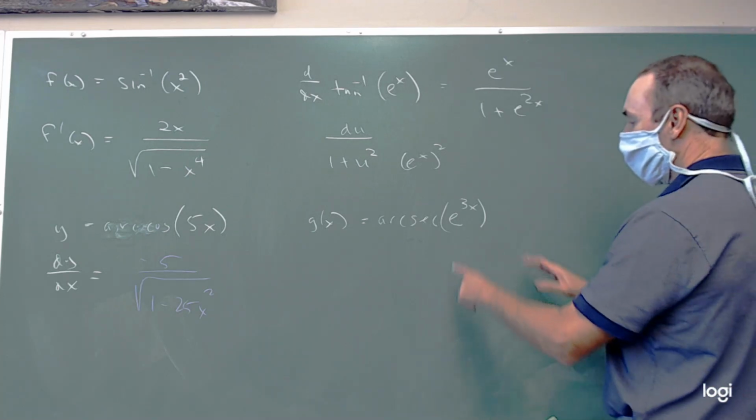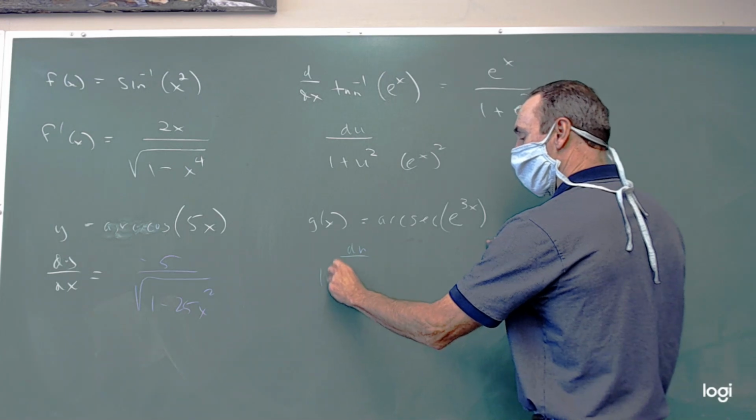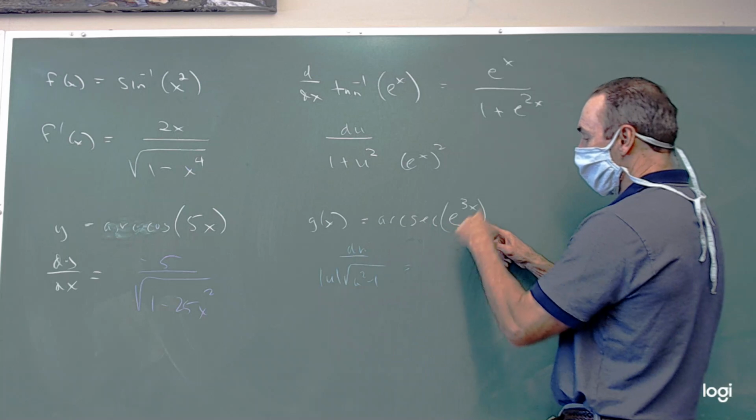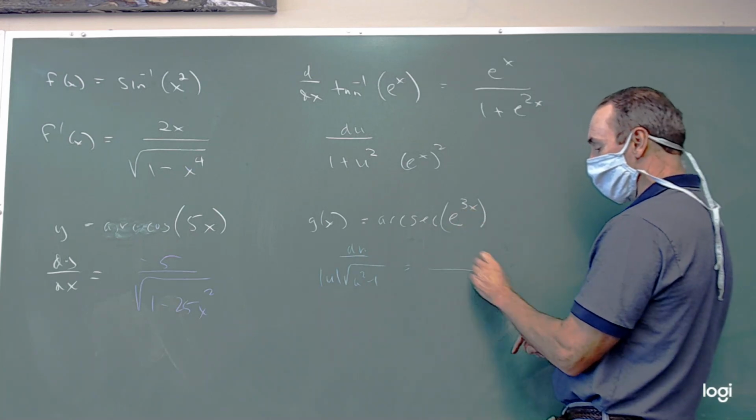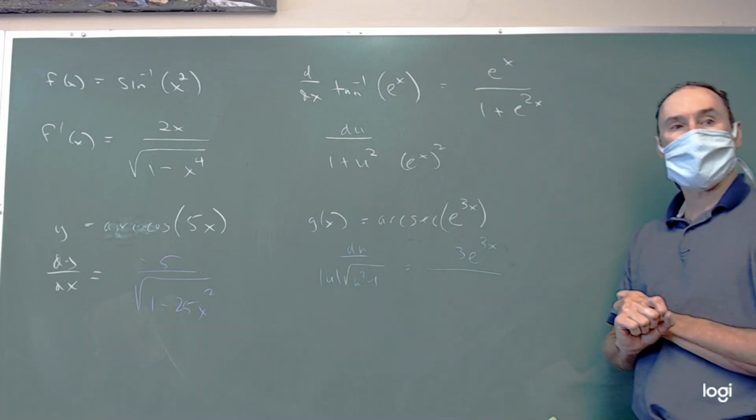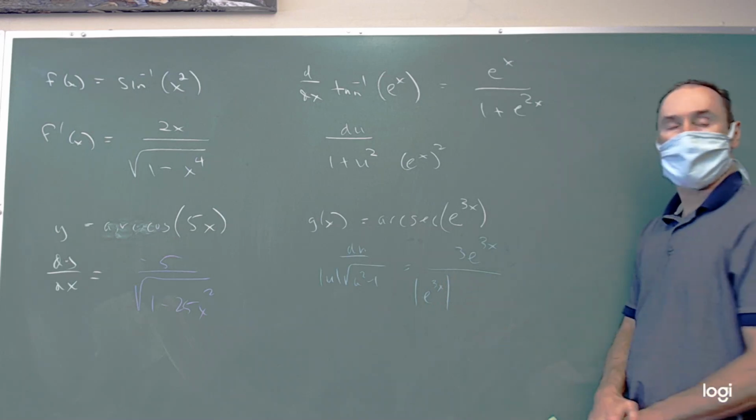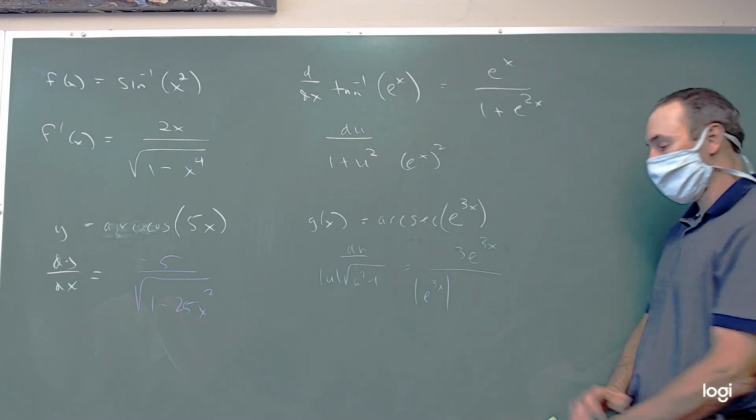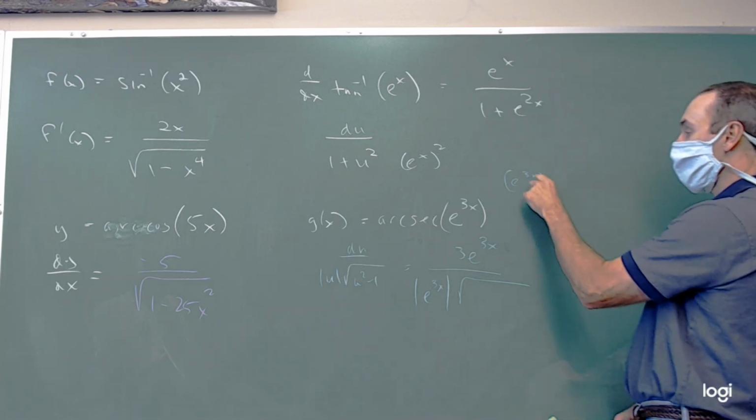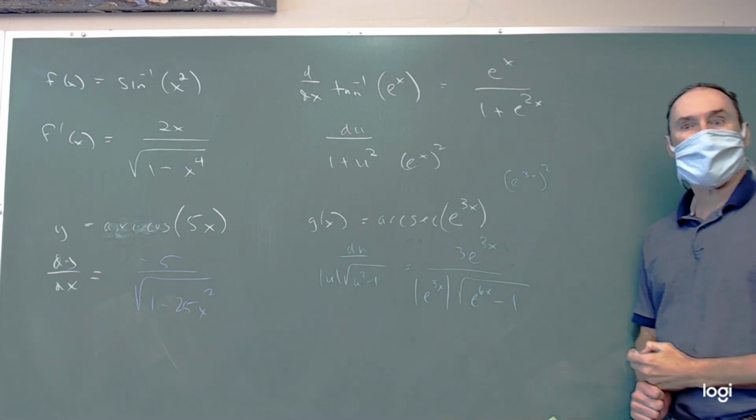So we want du over the absolute value of u times the square root of u squared minus 1. So the du is the derivative of e to the 3x. Well, that is a chain rule derivative. That's going to be e to the u du. We started with the absolute value of u as being the absolute value of e to the 3x. We have the square root of u squared, but e to the 3x squared, we multiply the exponents. That's going to be e to the 6x.